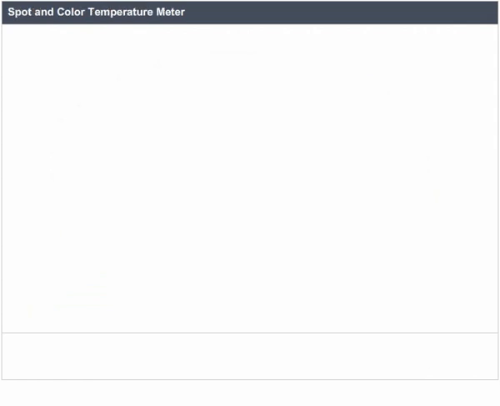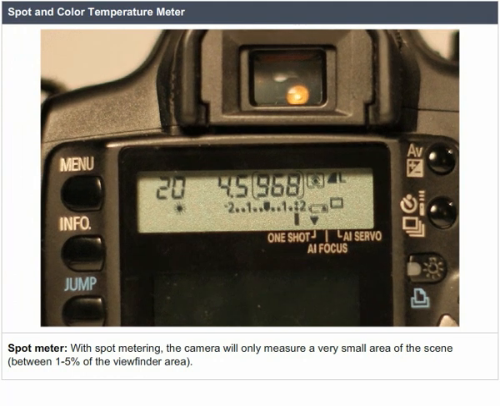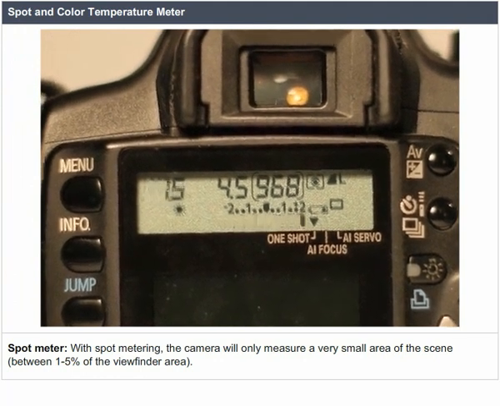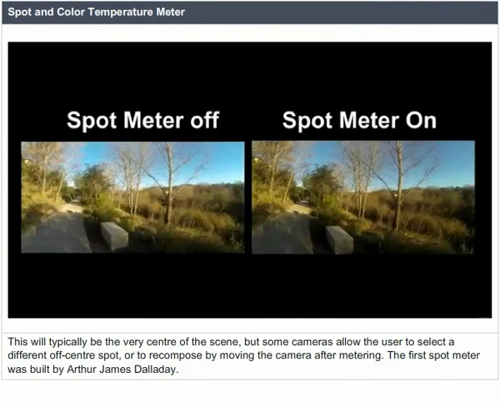Spot and color temperature meter. Spot meter. With spot metering, the camera will only measure a very small area of the scene, between 1 to 5% of the viewfinder area. This will typically be the very center of the scene, but some cameras allow the user to select a different off-center spot or to recompose by moving the camera after metering. The first spot meter was built by Arthur James Dalladie.